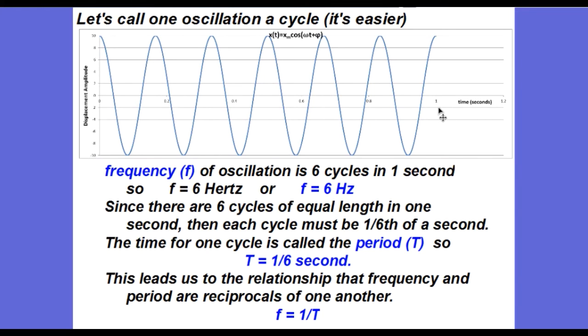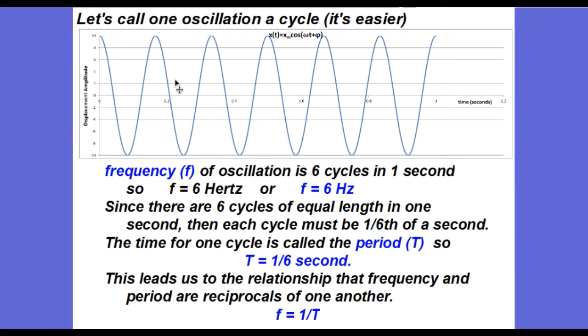So we have 6 cycles in 1 second. There is a vocabulary word to describe that. It is called the frequency of the oscillation. We abbreviate it with the letter F, and the number of cycles in 1 second is the frequency. So for this example, we have 6 cycles in 1 second, so the frequency is 6 hertz. That is the name of the unit, just like the car rental company, Hertz, and it is abbreviated Hz. So F equals 6 hertz.